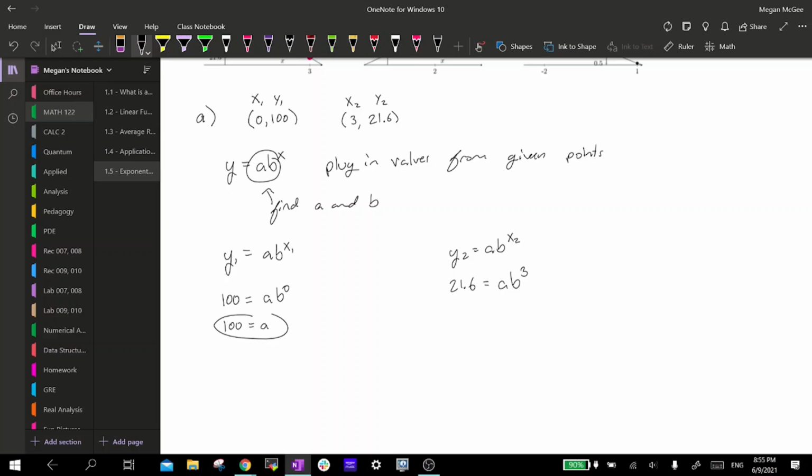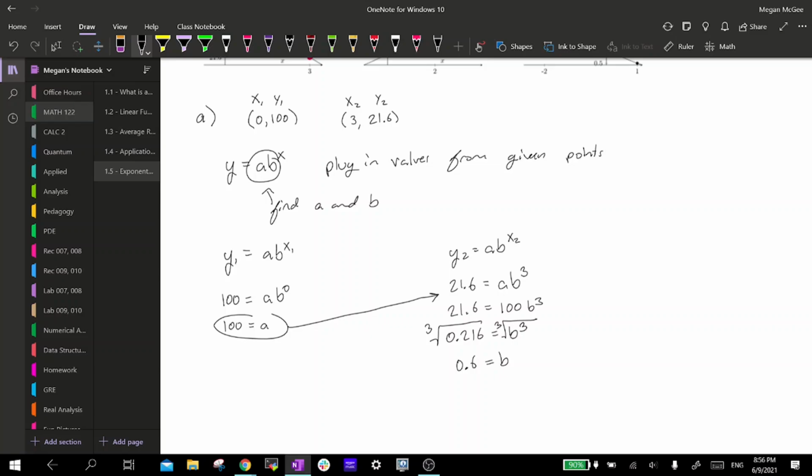But I now know what a is, so I can plug a into this equation to get 21.6 is equal to 100 times b cubed. We can divide both sides by 100, which really just moves our decimal over twice. So we end up with 0.216 is equal to b cubed. Then if I take the cube root of both sides, I will end up with 0.6 is equal to b.